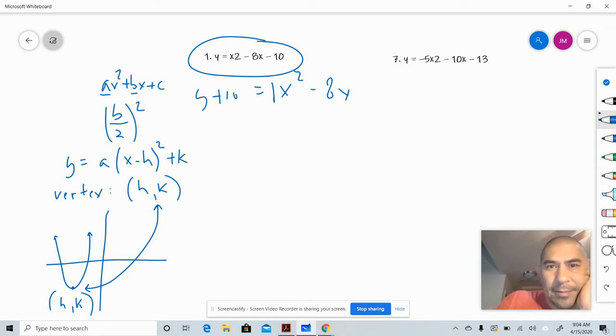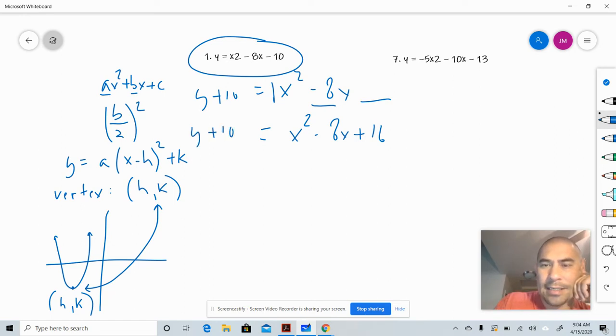So next thing I'm going to do is find a new C value to put there. And I do that by using the b divided by 2 squared. So our b value is -8. -8 divided by 2 is -4, and when I square it, I'm going to get 16. So I'll get x squared minus 8x plus 16 on this side. And then on this side, I'm going to get y plus 10.